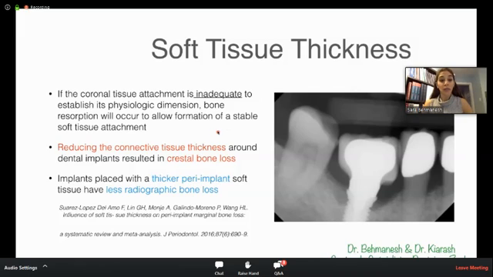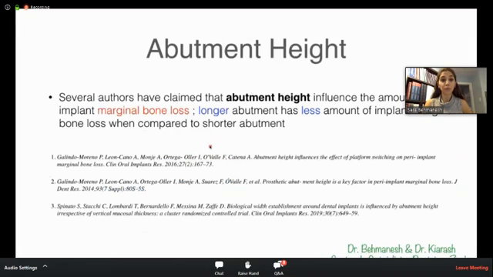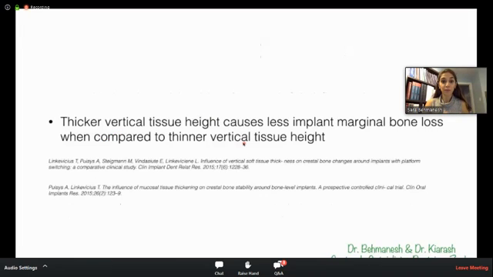So the studies, again, emphasize that when we have thicker peri-implant tissue, we have less radiographic bone loss. The other thing is abutment height. Some studies and some authors claim that abutment height plays an important role. And the longer the abutment, the less marginal bone loss you have, which makes sense because when you have longer abutments, especially if the abutment goes a little bit subcrestally, you have more running space for that biologic width formation, so you're not going to have as much bone loss.